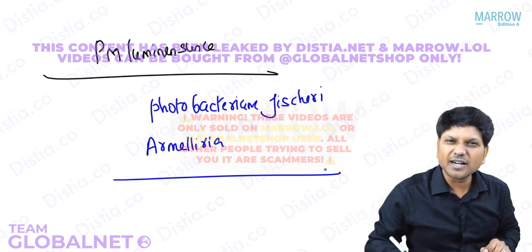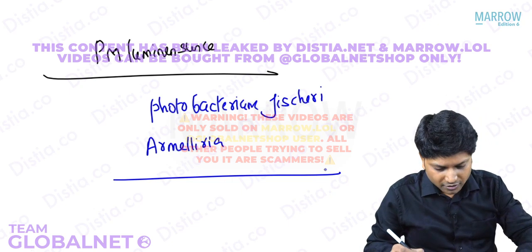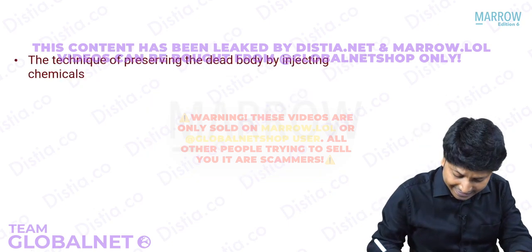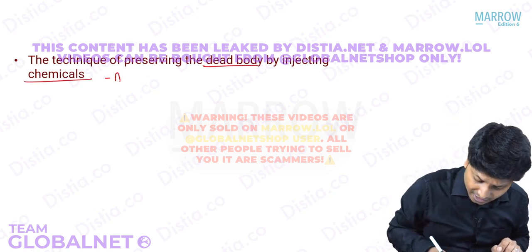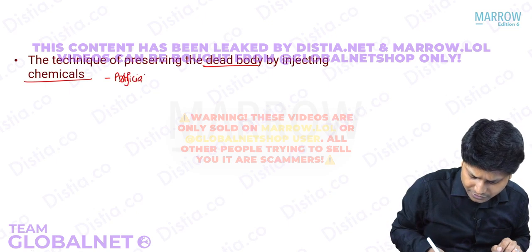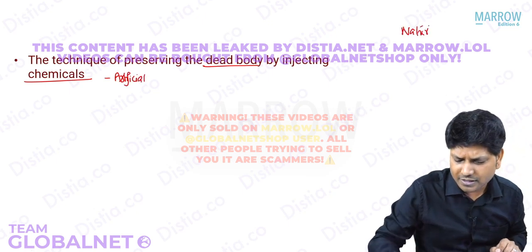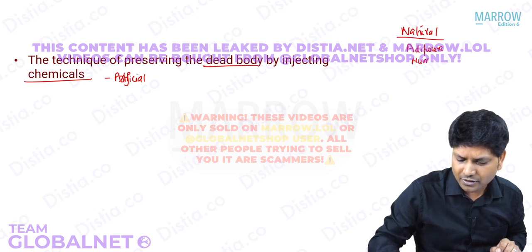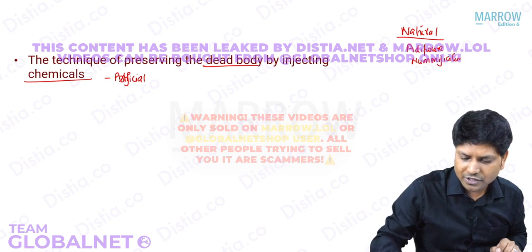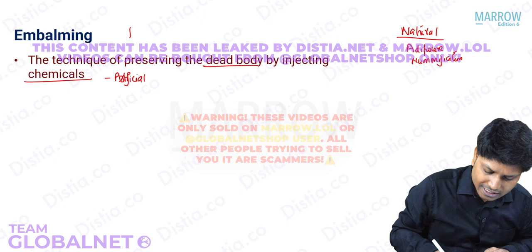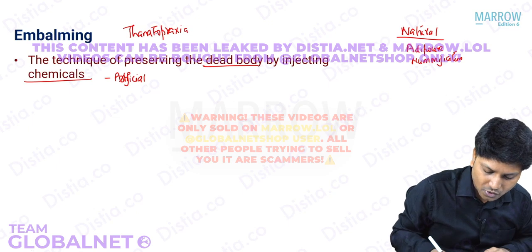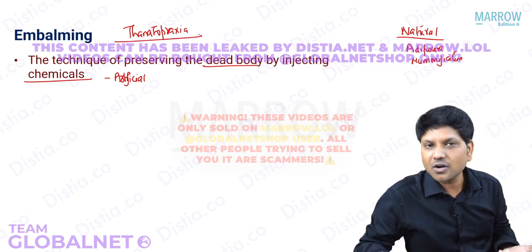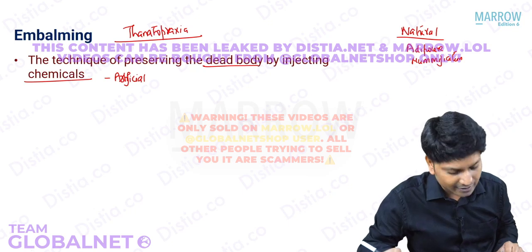Okay. Let's talk about another technique. That is called embalming. What is basically embalming? It is a technique of preserving the dead body by injecting chemicals. So this is basically an artificial method of preservation. What are the natural methods of preservation? We discussed that. I told you adipocere and mummification are natural methods of preservation, whereas embalming is an artificial method of preservation that is also called thanatopraxia, the art of preserving the dead body. Right? If they want to ask a synonym, you can expect thanatopraxia in the examination.